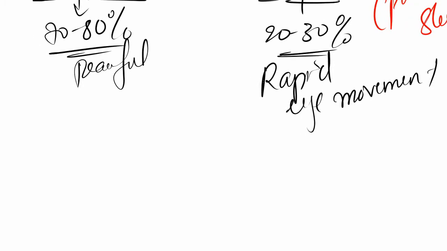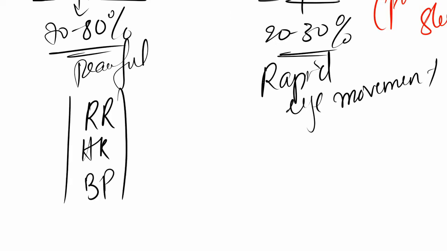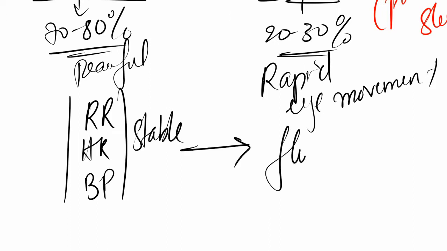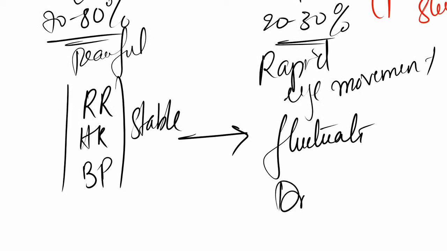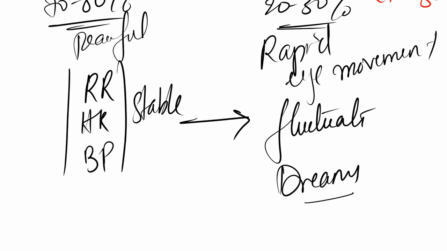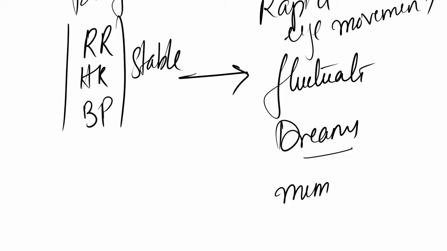Now when you look at your respiratory rate, heart rate and BP, in case of NREM these are all stable, but in case of REM they can fluctuate. Why? Because REM is the place where dreams occur and memory consolidation occurs. Now we already discussed that dreams are capable of stimulating your heart rate, your respiratory rate and BP. Again, that's how you can correlate. Now memory consolidation occurs only in REM.